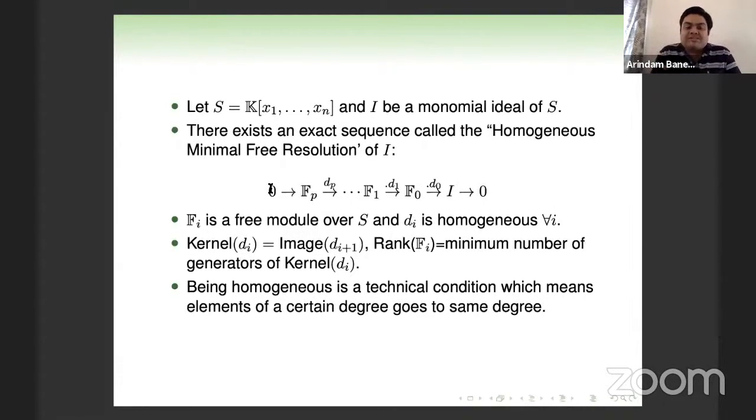But what is most important in this picture is that these Di's, D1 onward, are maps between free modules. Now, free modules have bases. So each of these maps has matrices present.